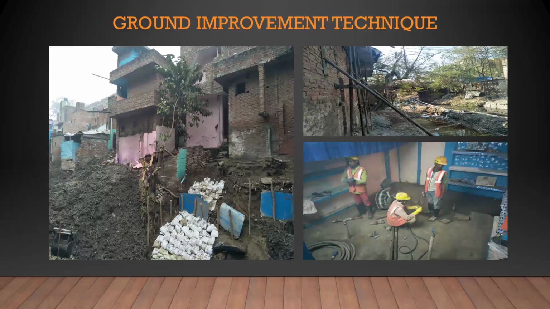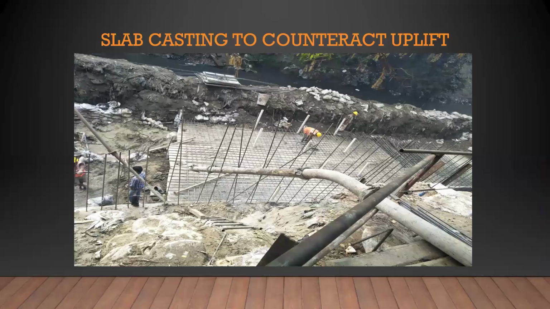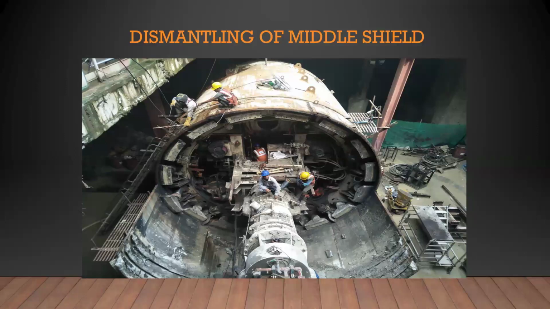This is a glimpse of some pictures taken at the Hyder canal. Here some of the workers are involved to pour the grout in the buildings. This is the foul water diversion. Slab casting to counteract uplift above the pile. This is the position of the cutter head after the breakthrough. This picture is showing the dismantling of the middle shield.